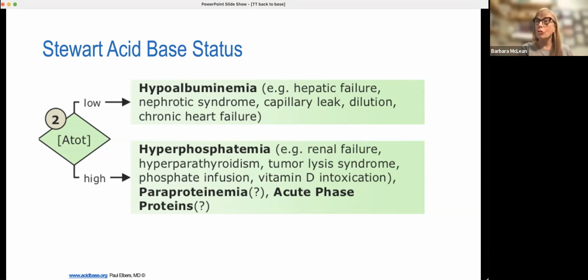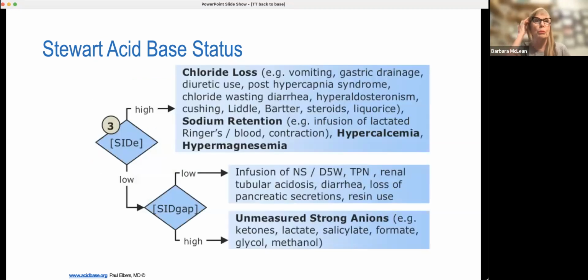can also cause this high total anion, and things that cause hyperphosphatemia, in particular, things like renal failure or hyperparathyroidism, tumor lysis. Those patients are going to have a very high level of phosphate, and that phosphate isn't actually in a natural state, and it typically is used in acute phase proteins.